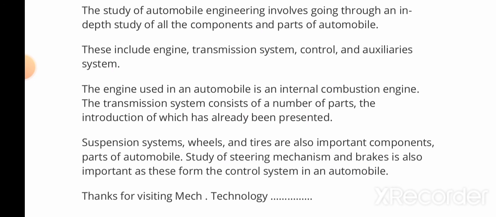The engine used in an automobile is an internal combustion engine. The transmission system consists of a number of components, the introduction of which has already been presented, and the suspension system, wheels and tires are also important component parts of the automobile. Study of steering mechanism and brakes is also important as this forms the control systems in an automobile.